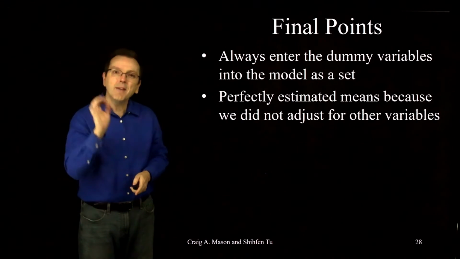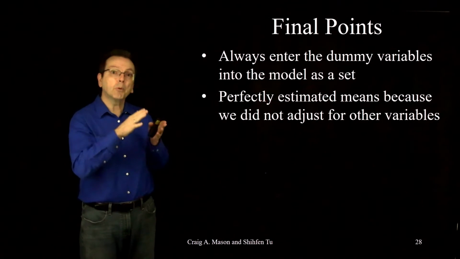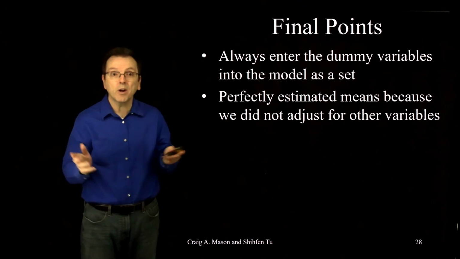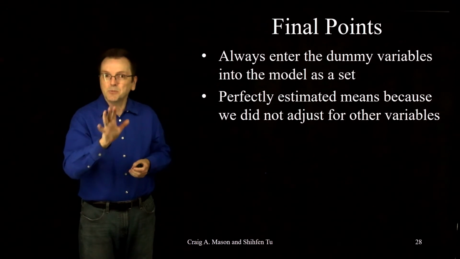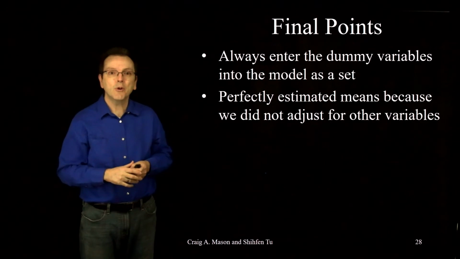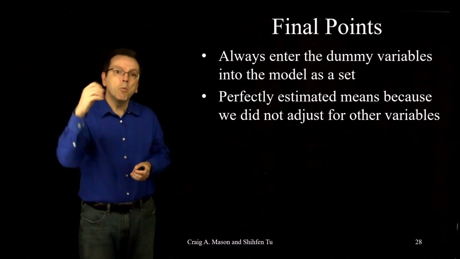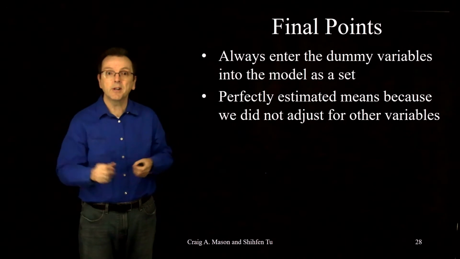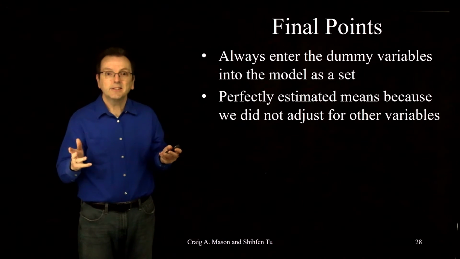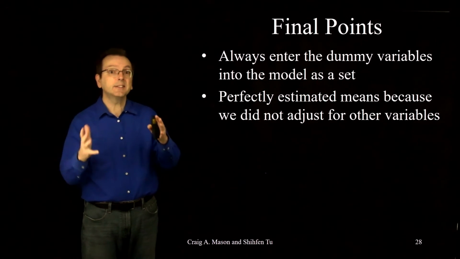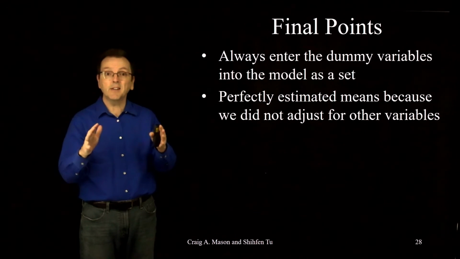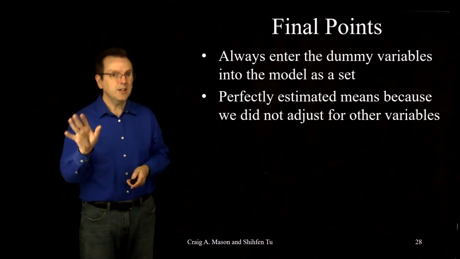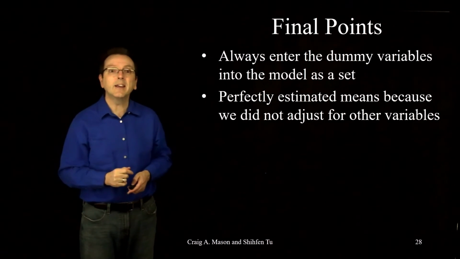Second, I want to emphasize again that we're able to perfectly estimate group means because we didn't include any other correlated predictors. As we saw within statistical control, right? The effect for one variable will change if we add other correlated predictors. In that case, we would be estimating adjusted means, group means that have been adjusted for those other variables. We'll actually address that in a later video.